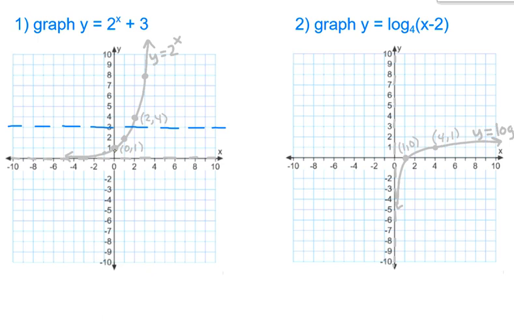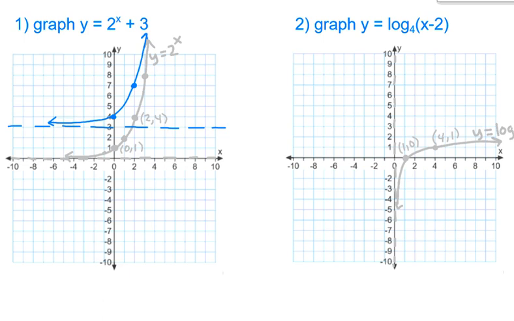And then I would take a couple of the key points and shift them up 3. So we have the point (0, 1), shift it up to (0, 4). And we have the point (2, 4), shift it up to (2, 7). And then you can draw the curve, and having the asymptote there is really important because it gives you a boundary line to make sure you don't go too low.